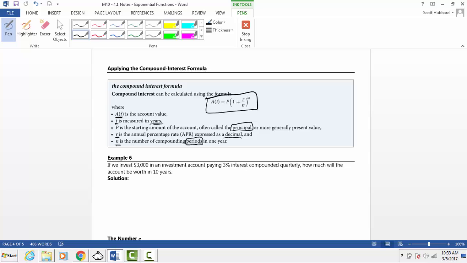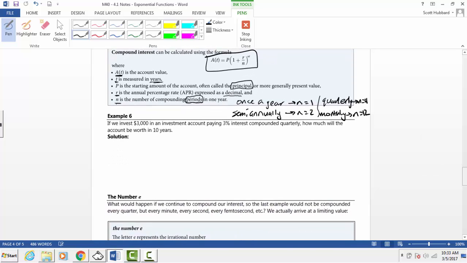So if you only compound once a year, that means n is equal to 1. But if you do it semi-annually, okay, that's twice a year, so your n will be 2. If you did it quarterly, that means you do it 4 times a year, so your n is 4. Okay, monthly, your n is 12, etc. Okay, weekly, your n will be 52. Daily, your n will be 365, etc.